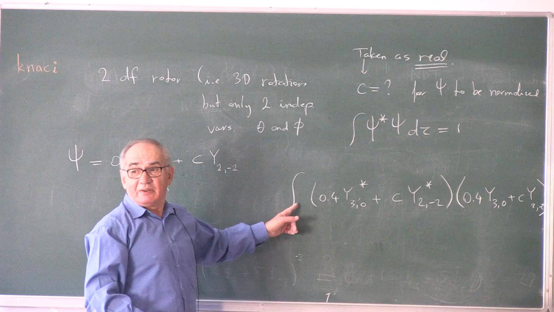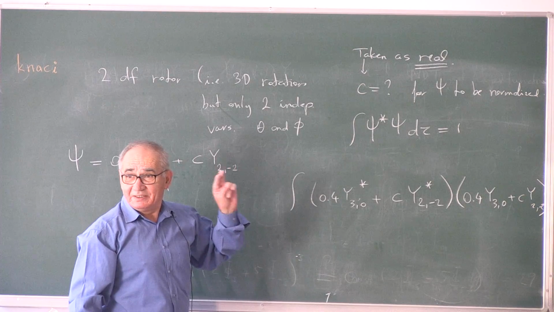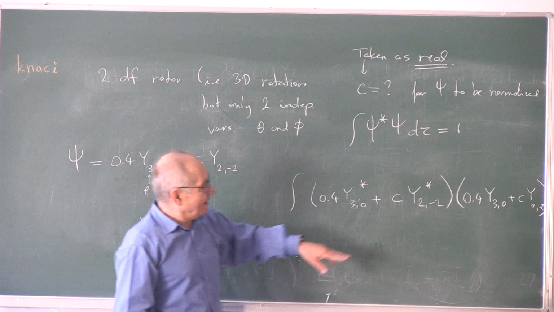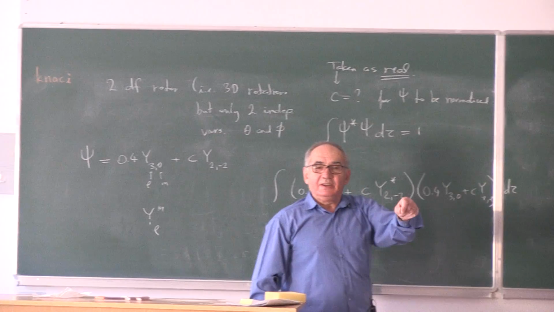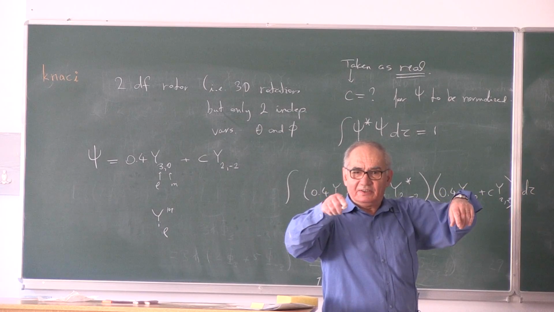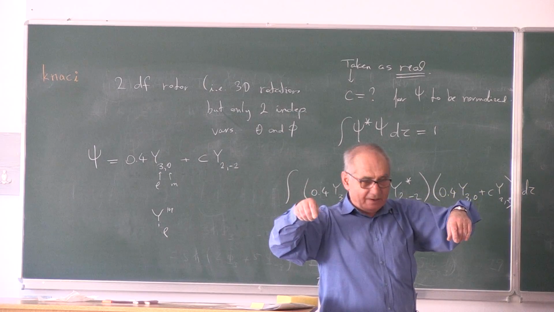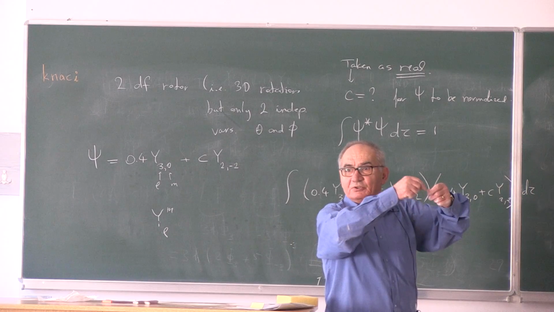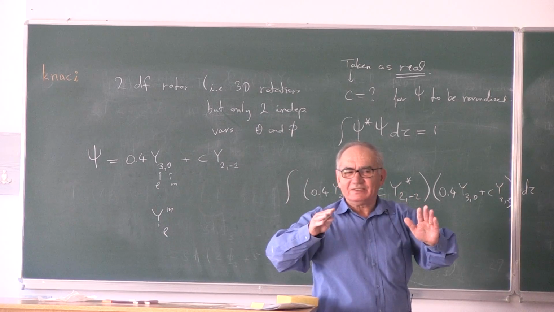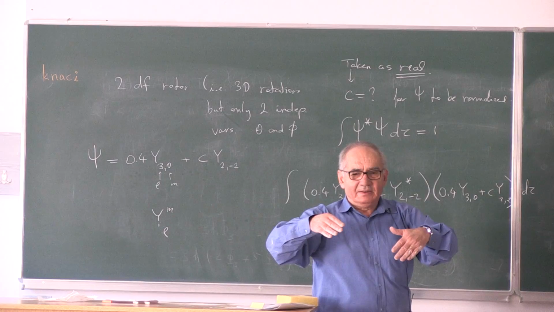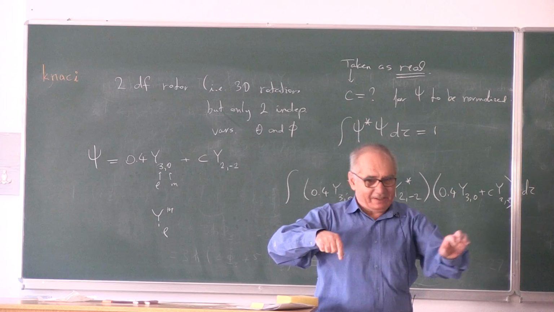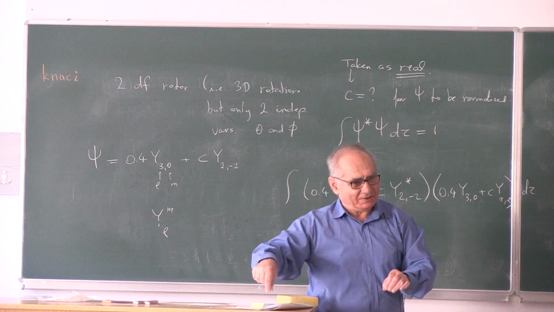Now, how many integrations are involved here? 2 integrations. These are double integrals. Because number of variables is how many? 2. The expression for d tau is the expression I had written down during last hour. Sine theta d theta times d phi. Limits of integration for theta 0 to pi, for phi from 0 to 2 pi. All right? But none of these is needed to do this problem, because we are going to use the given orthonormality properties.